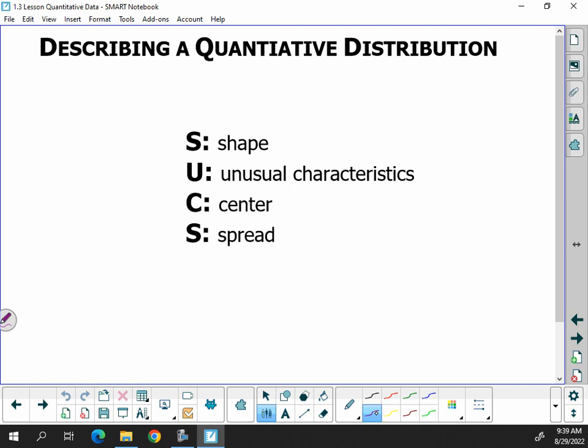And so we have this mnemonic, and it's a good way to remember what things we should say about a quantitative distribution. We want to talk about shape, any unusual characteristics, the center of the data, and how spread out it is.